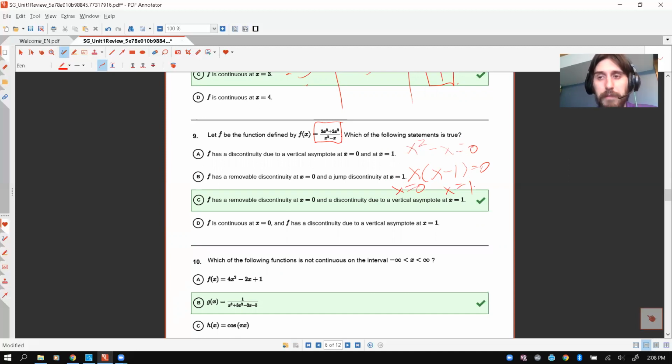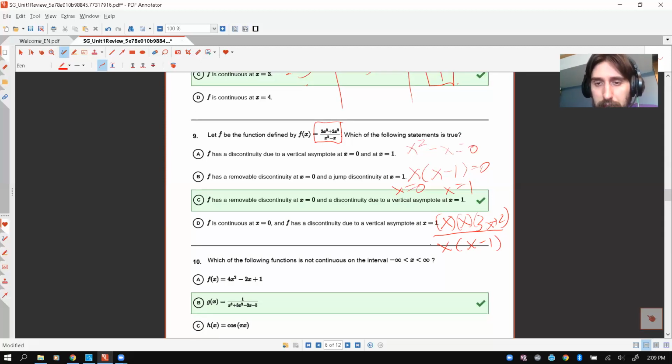Now to find what type of discontinuity it is, we have to look and see whether or not we could remove one of these discontinuities. And in order to remove a discontinuity, you have to be able to simplify it and reduce, cancel out with a factor on top. So if we factor the numerator here, you'll notice that they both have in common an x squared. So the factors for the numerator could be x times x, which would leave us with 3x plus 2 over x times x minus 1.